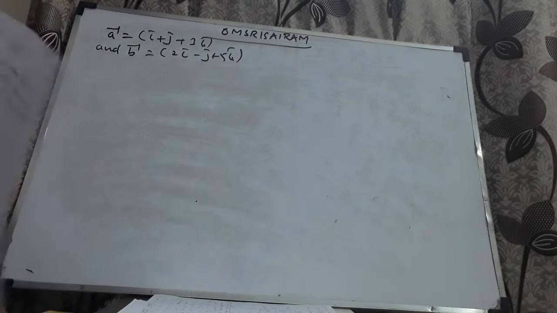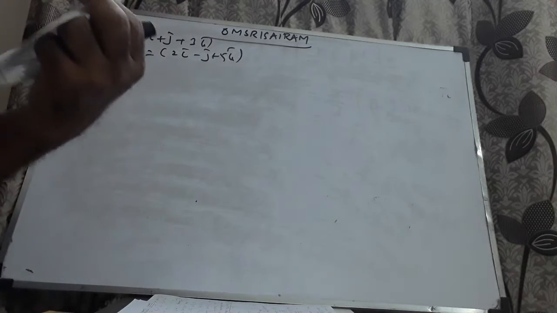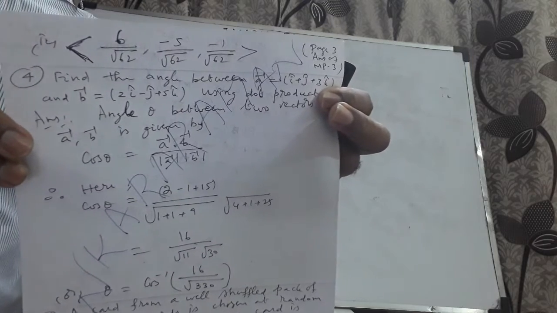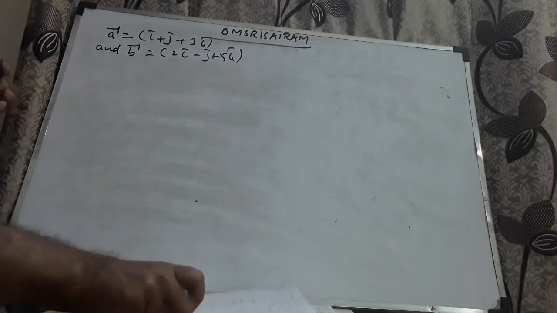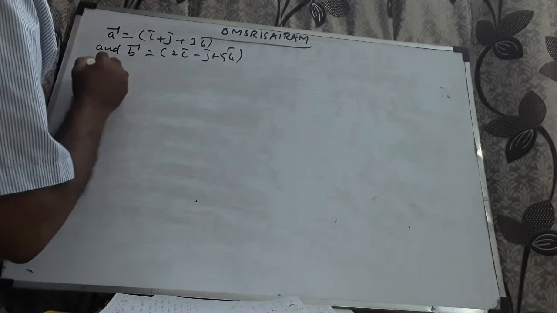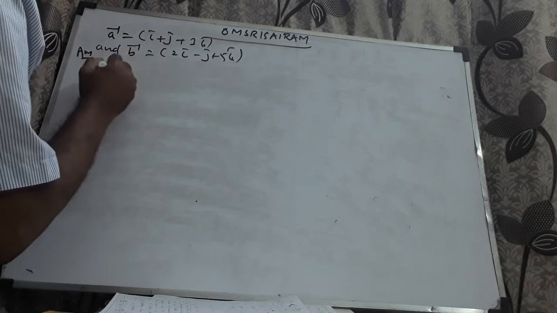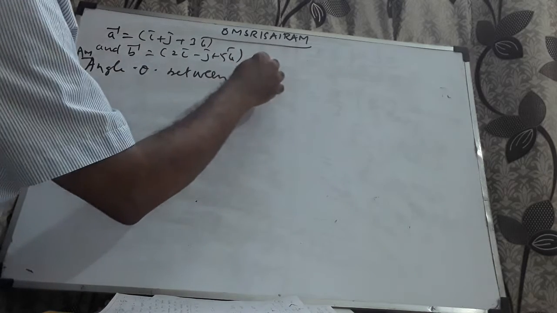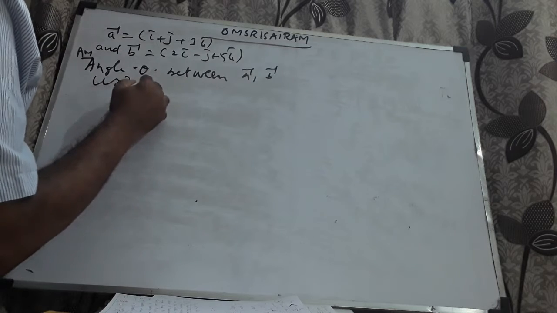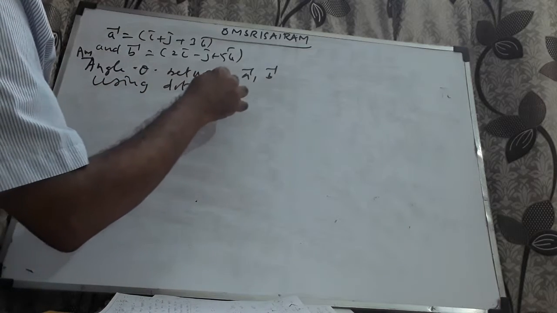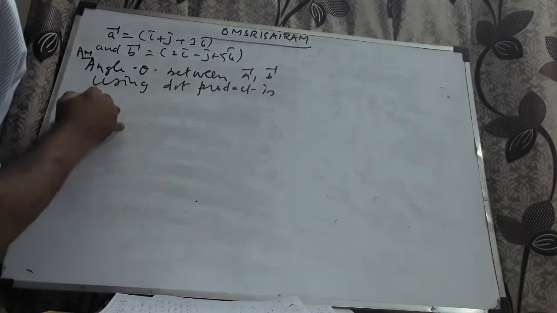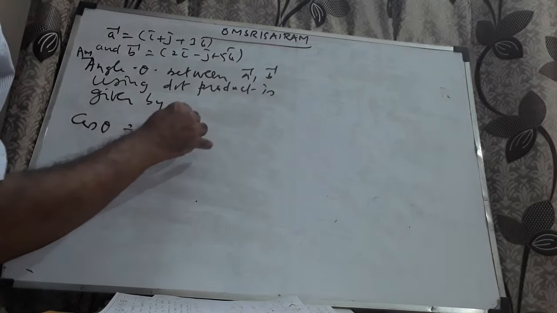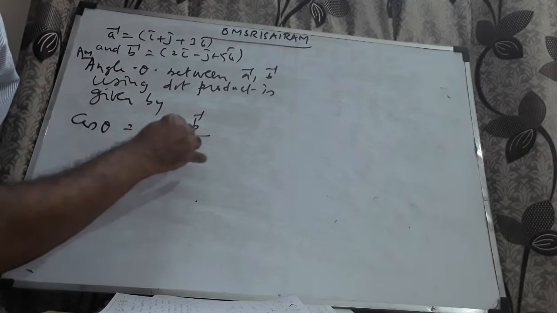This is the question given to you. I plus j plus 3k, 2i minus j plus 5k. I am just showing the question to you. Now, angle theta between A vector comma B vector using dot product is given by cos theta is equal to A dot B by mod A into mod B.